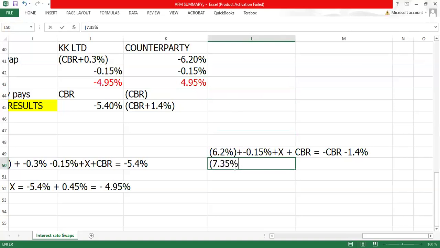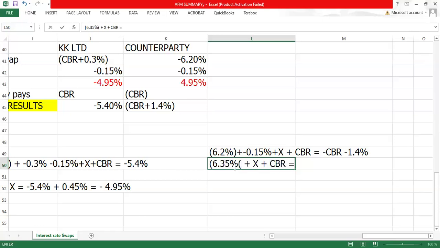Is it? No. Negative 6.35. Getting negative 6 point 35. Yes. Then plus x plus CBR.